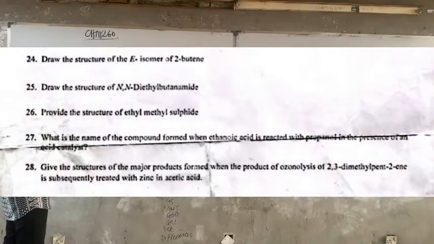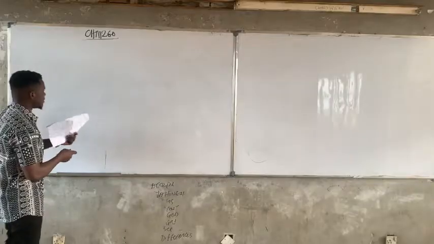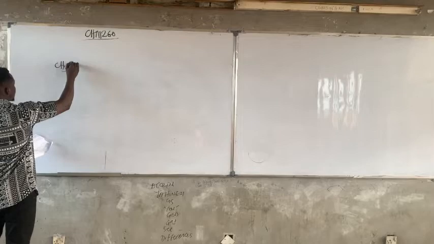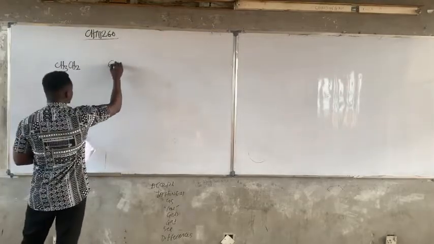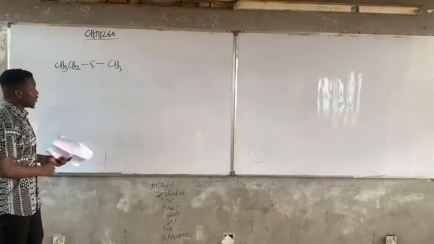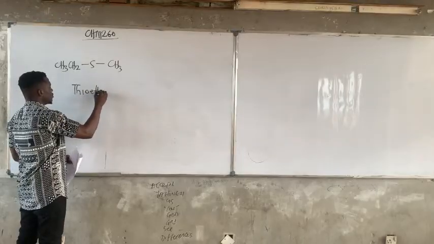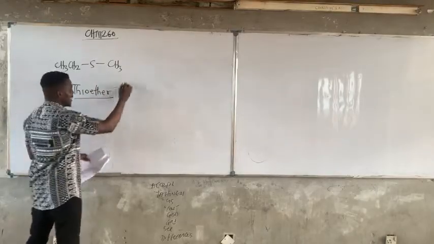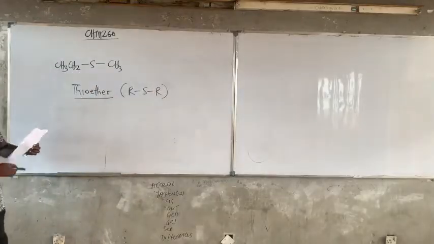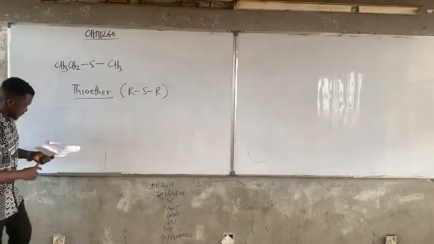Here is the question: provide the structure of ethyl methyl sulfide. It's very simple. Ethyl is CH3, CH2, methyl is CH3. Sulfide just puts S at the center, and that becomes sulfide. Remember, this is also known as thioether. Thioether has a general formula of this. So this is ethyl methyl sulfide.